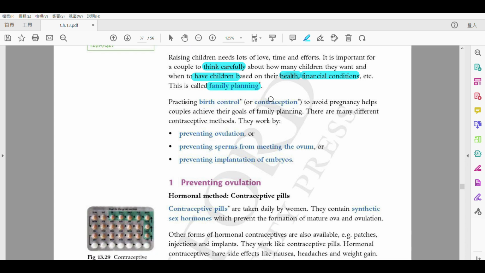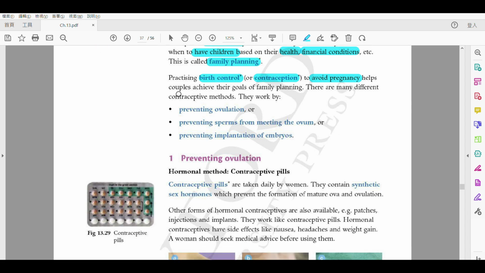So in case we do not want to have babies or children, but we want to carry out this sexual intercourse, in this case, we need to practice birth control 啦，OK? To avoid pregnancy 啦，OK? 咁 another word for birth control, you also need to know this word. It's called contraception. Contraception 自己讀啦，OK? So this actually helps the couples to achieve their goals.